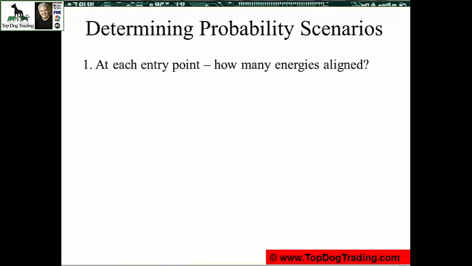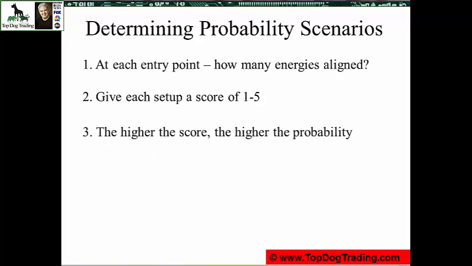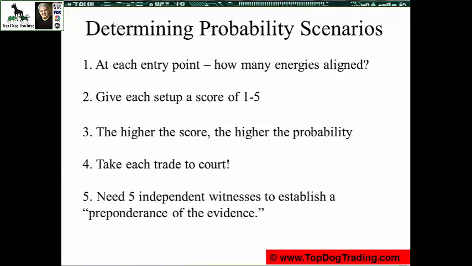So here's the bottom line on how this all then creates a probability scenario. At each point I'm looking to possibly take a trade, I simply ask myself how many of those 5 energies are aligned. And I give each setup a score of 1 to 5. Now, the higher the score, of course, the higher the probability of success. So I liken this to taking each trade to court.